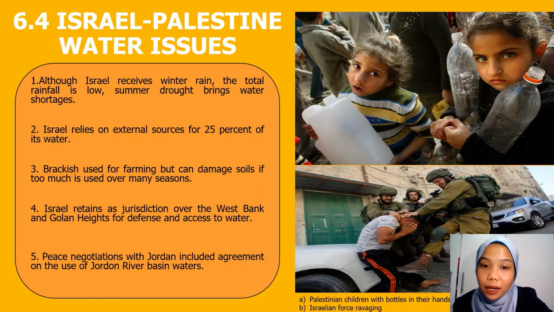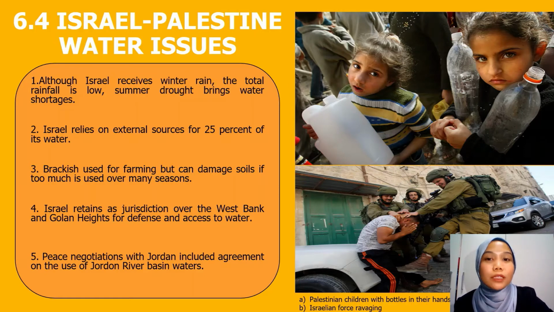Brackish, slightly saline, water is used for some farming, but can damage the soils if too much is used over many seasons. Urban water supply relies increasingly on coastal desalination plants. The water shortage enters politics. Israel retains jurisdiction over the West Bank and the Golan Heights, both for defense and access to water. Peace negotiations with Jordan included agreement on the use of the Jordan River basin waters, which have become central in the negotiations over the future of the West Bank.